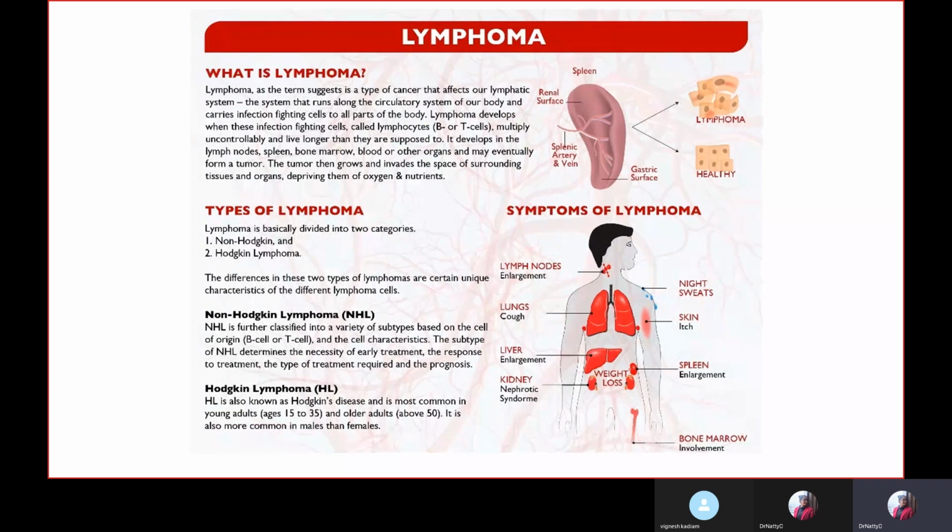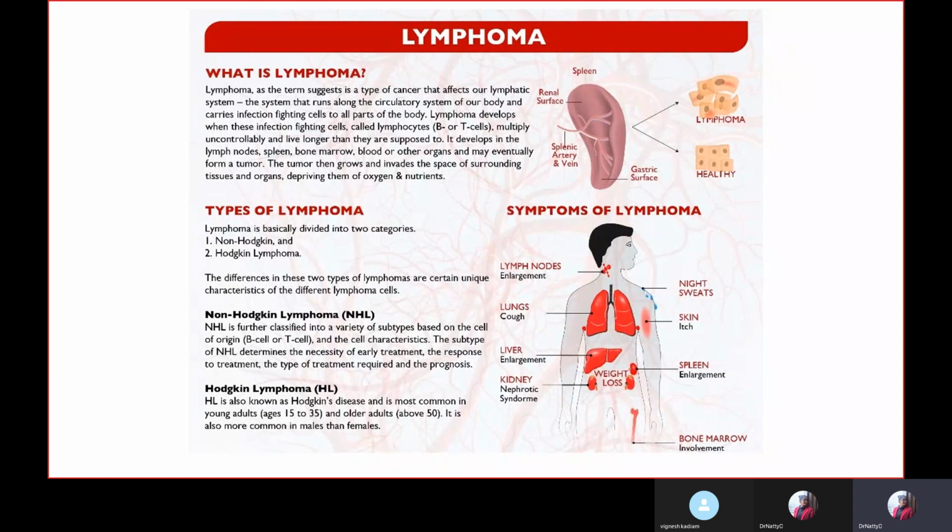So just a small detail related to lymphoma. Lymphoma is a type of cancer that affects the lymphatic system, and there are 2 types of lymphoma: non-Hodgkin's lymphoma and Hodgkin's lymphoma.